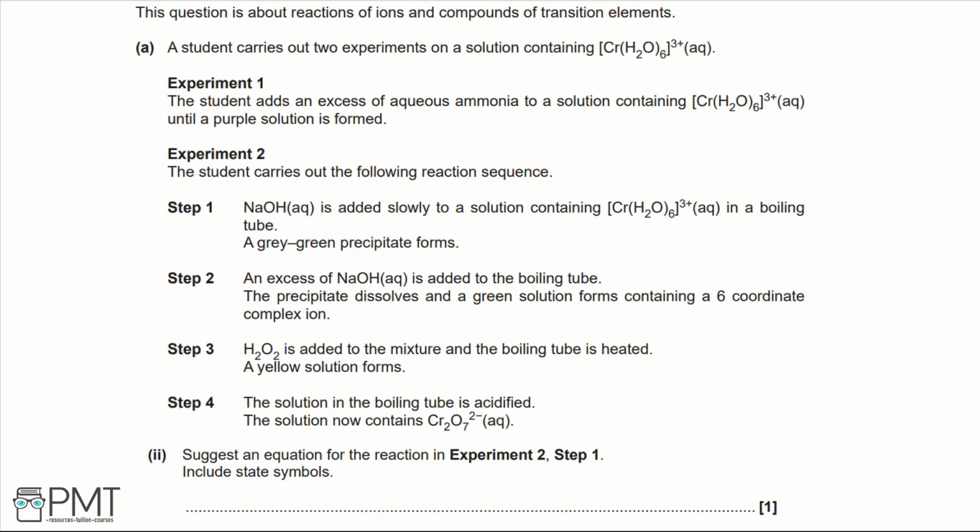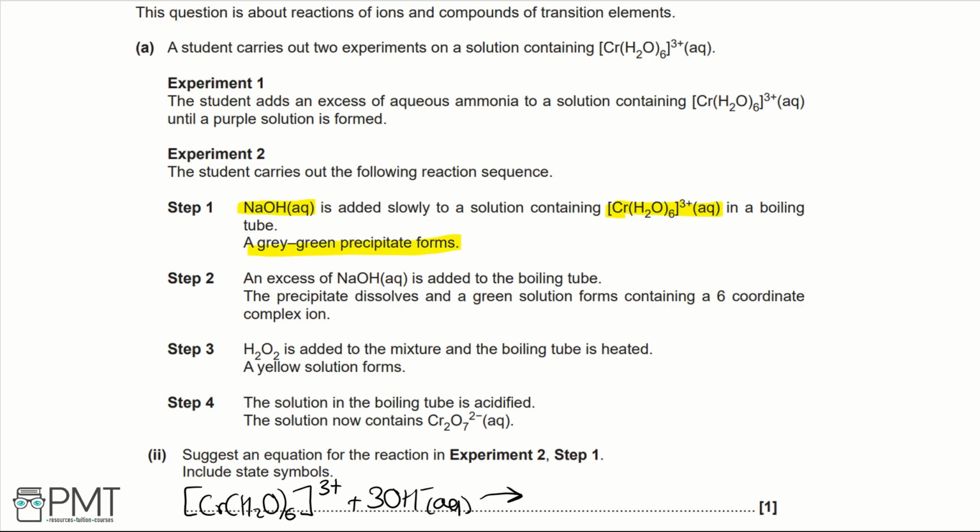Part 2. Suggest an equation for the reaction in experiment 2, step 1. Include state symbols. So if we look at step 1, we've got NaOH aqueous and [Cr(H2O)6]3+ aqueous. So these are going to be our reactants. So if we wrote this on our answer line, we would have [Cr(H2O)6]3+ plus 3OH- aqueous ions. This is the part of NaOH that we're going to react. And this would produce the precipitate, which is going to be a grey-green precipitate.